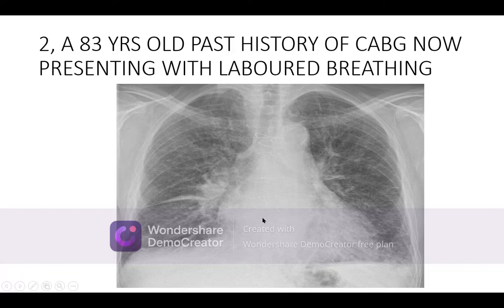Management is general measures and specific measures: reduce the load on the heart by reduction of the oxygen demand by the heart, giving beta blockers; reducing the preload, giving diuretics; reducing the afterload, giving ACE inhibitors or receptor blockers. So this is how we manage this case usually. It's a very brief account I have given.